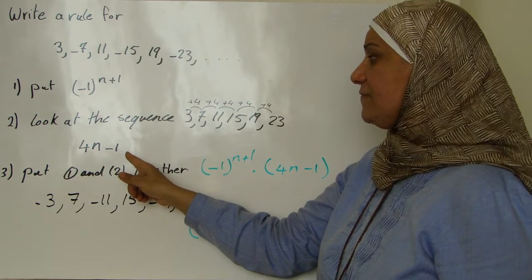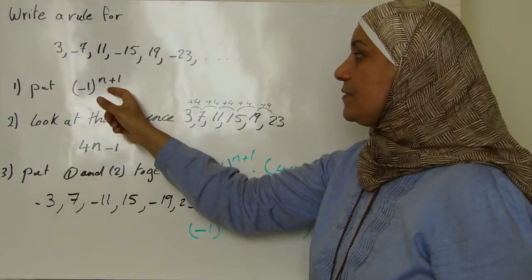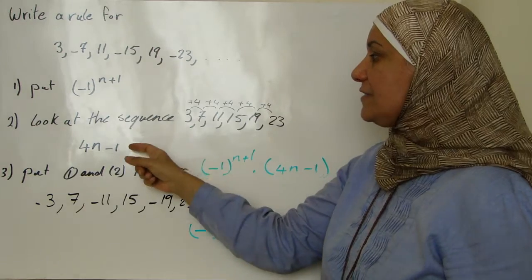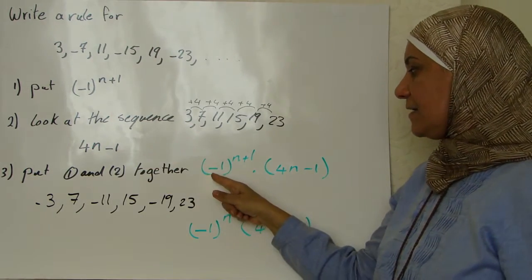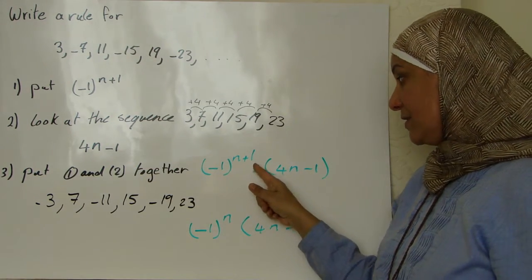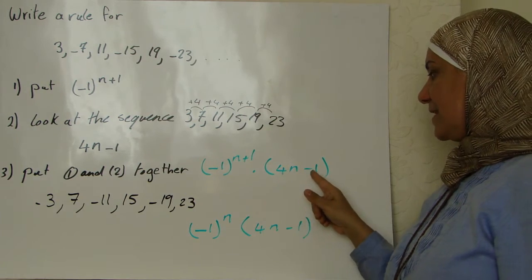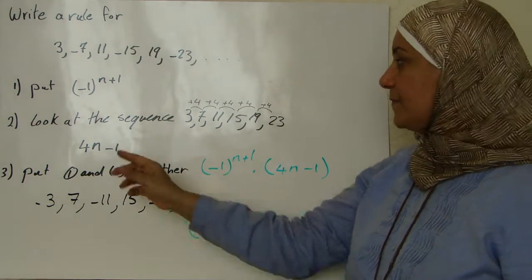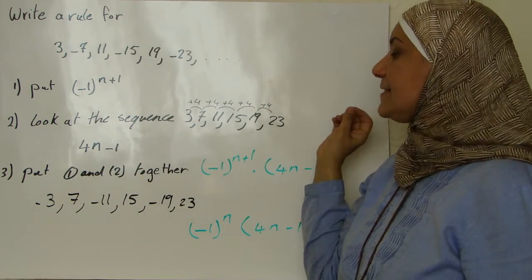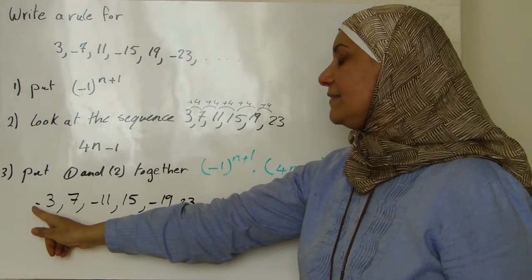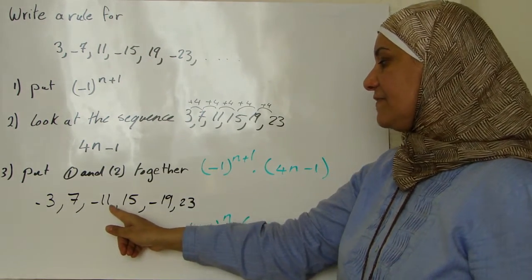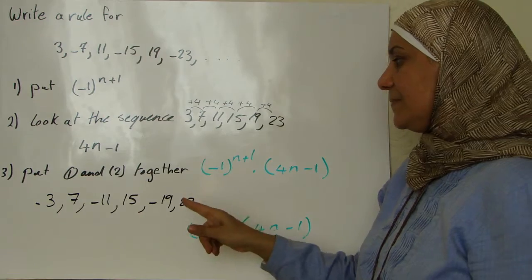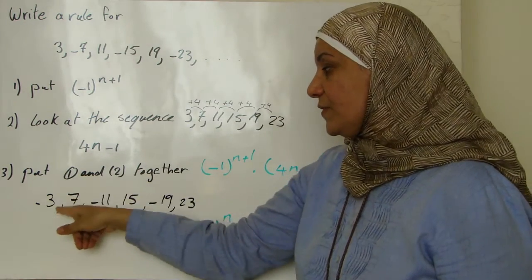Okay, that gives me the sequence. I'm going to put 1 and 2 together. I get negative 1 to the power of n plus 1 multiplied by 4n minus 1. What if the same example exactly, but it started with negative. Negative 3, 7, negative 11, 15, negative 19, 23. Remember, it starts with a negative.